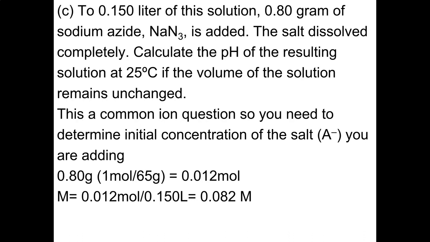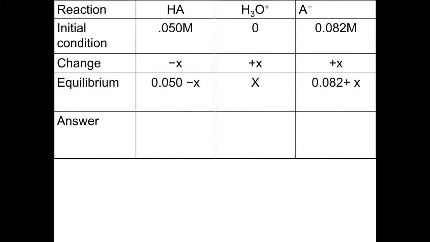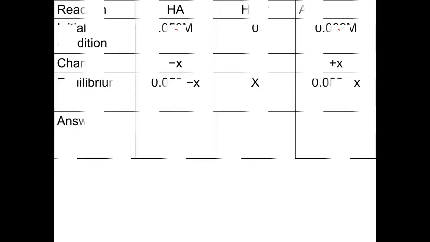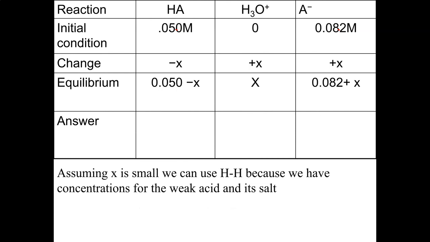0.082. So now I have 2 molarities to plug into my ICE box. So you could see I have a value for this, and I have a value for this, and this is still 0, right? Because they didn't give me anything for it. I'm assuming it's 0. Plus x, minus x. So I already know it's probably going to be an assumption question because quadratic is usually not the question for these things. So assume x is small, we're going to use Henderson-Hasselbalch.